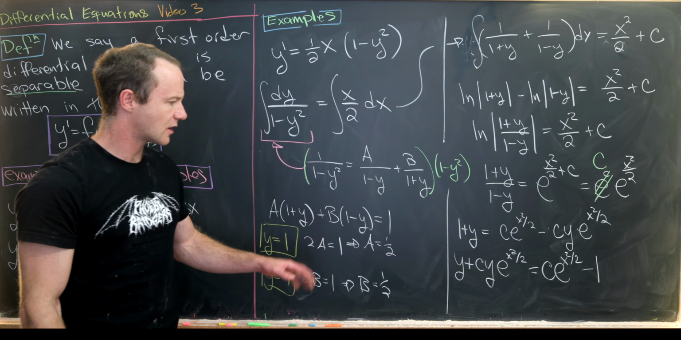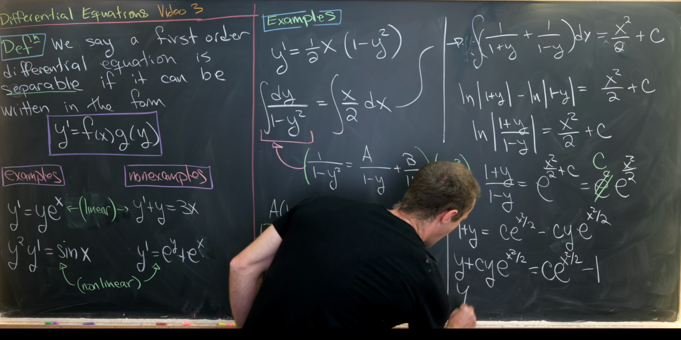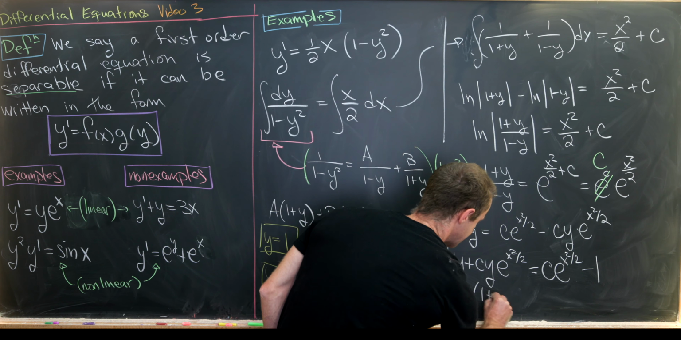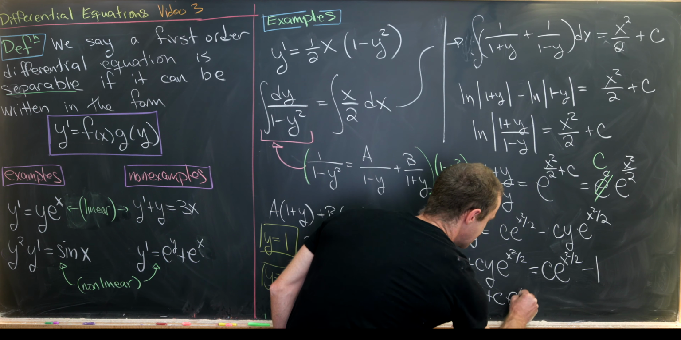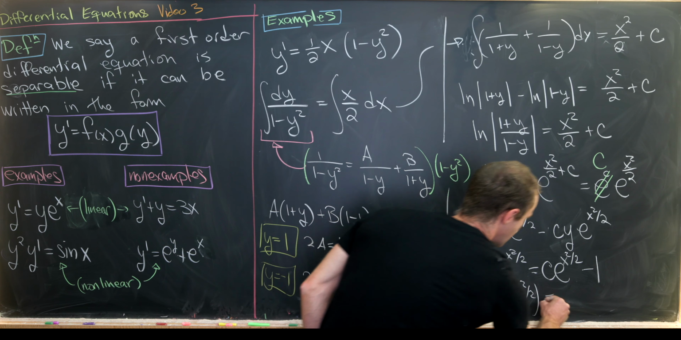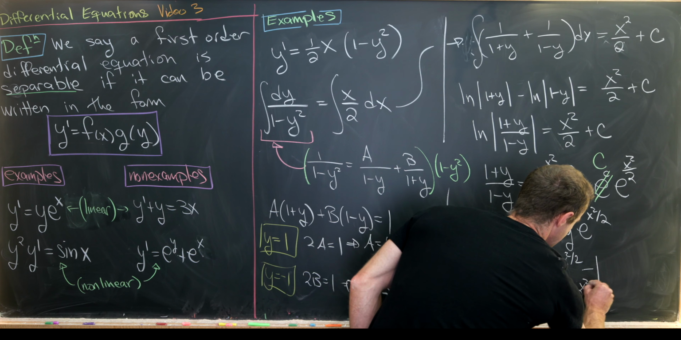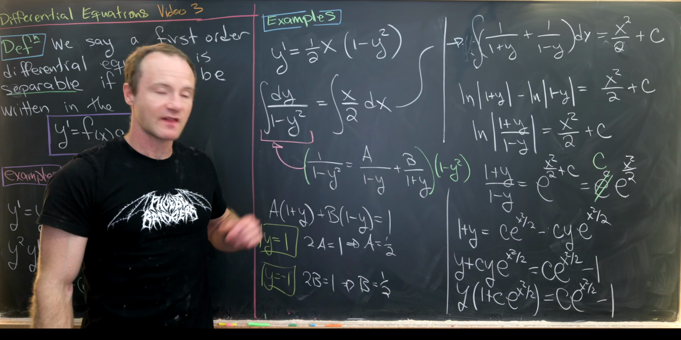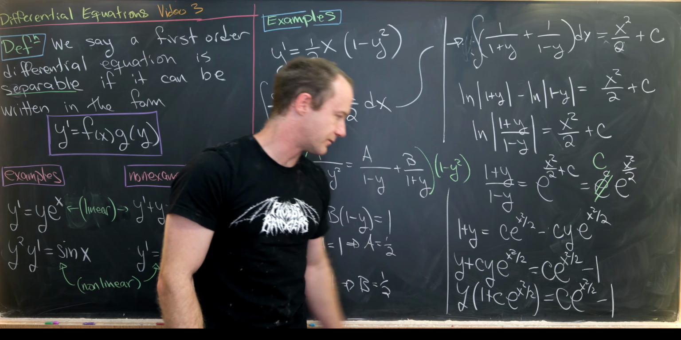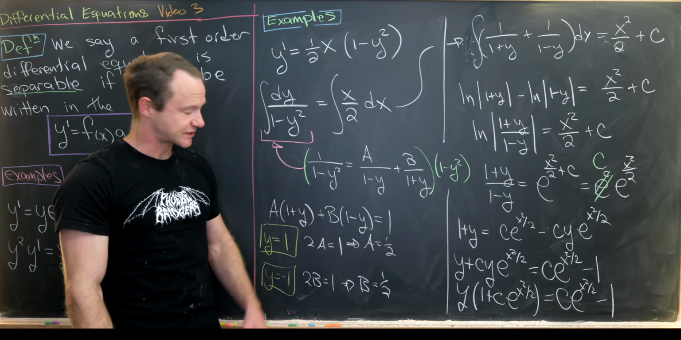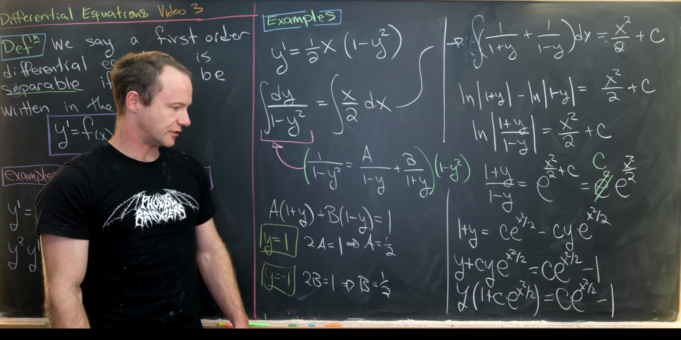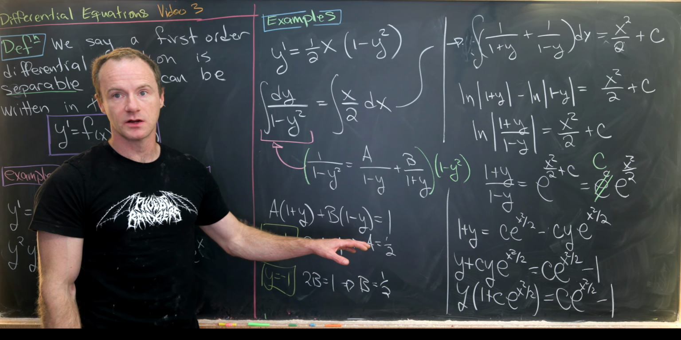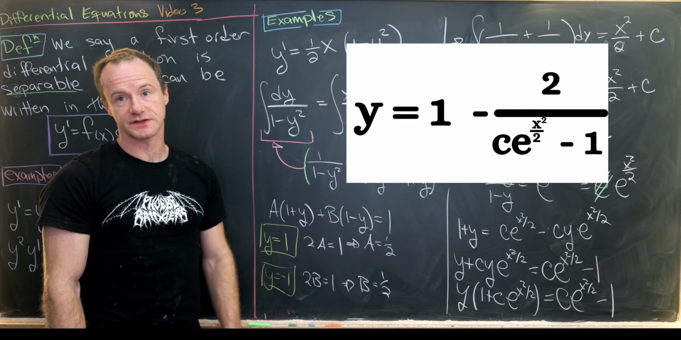And then from here, we'll probably just factor a y out of this left-hand side, leaving us with 1 plus c e to the x squared over 2 equals c e to the x squared over 2 minus 1. And then the very last step will be to divide by 1 plus c times e to the x squared over 2, giving us a final value for y. I don't have room here, so just in the editor, we'll put it on the screen right now.